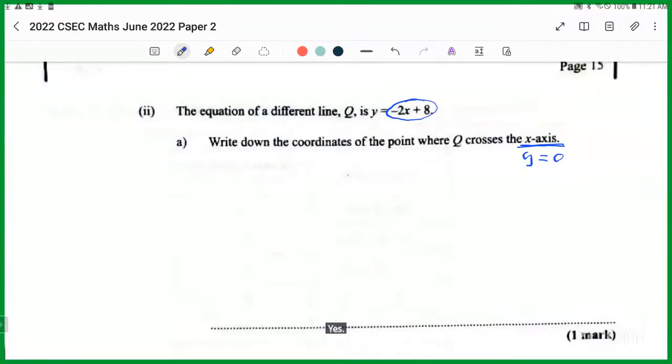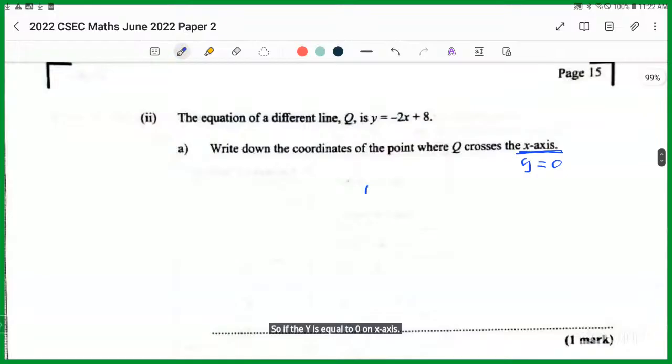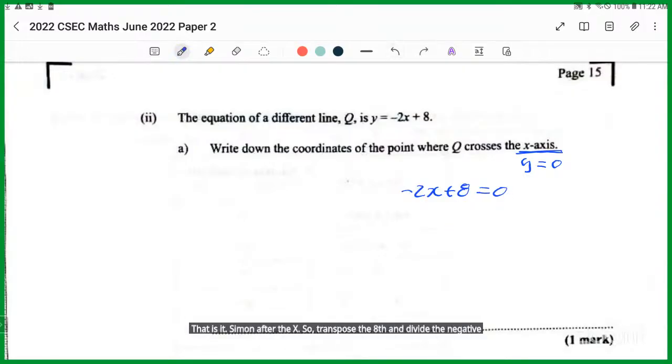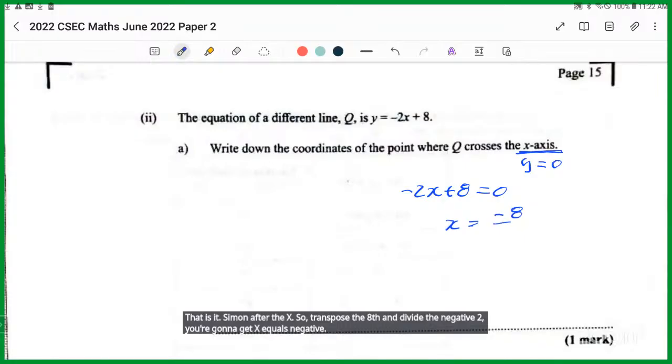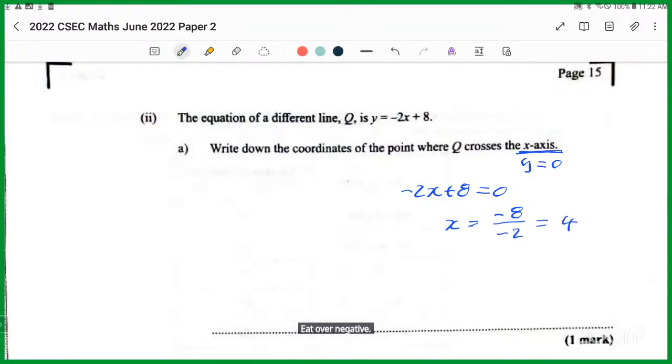The y is equal to 0, and this is the y. So the y is equal to 0 on the x-axis, it therefore means that minus 2x plus 8 is equal to 0 on the x-axis. And you're solving this for the x. So transpose the 8 and divide by negative 2. You're going to get x equals negative 8 over negative 2. That gives you 4. So on the x-axis, the x value is 4 and the y value is 0. So that point on the x-axis becomes 4, 0.